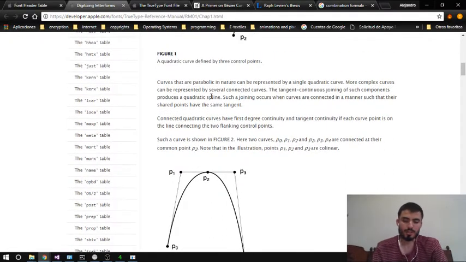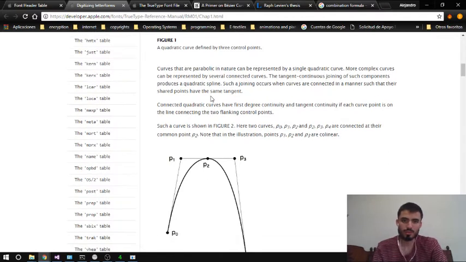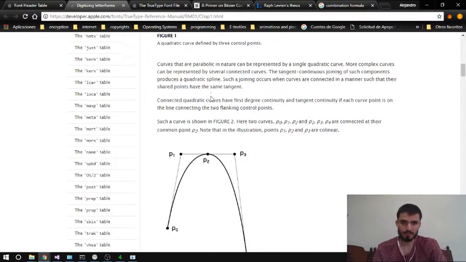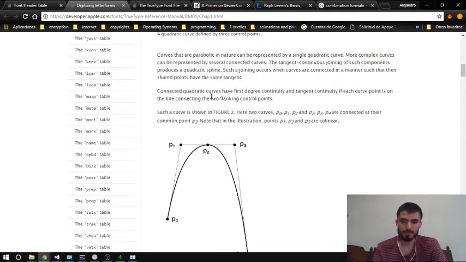Curves that are parabolic in nature can be represented by a single quadratic curve, or more complex curves can be represented by several connected curves. The tangent continuous joining of such components produces a quadratic spline. Such a join occurs when curves are connected in a manner such that their shared points have the same tangent. Connected quadratic curves have first degree continuity and tangent continuity if each curve point is on the line connecting the two flanking control points.